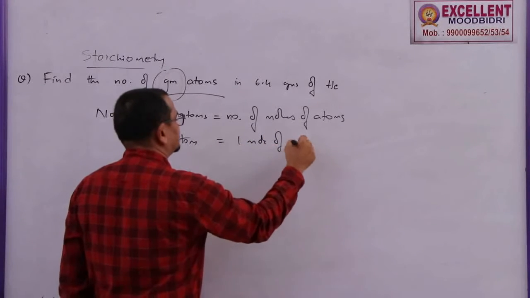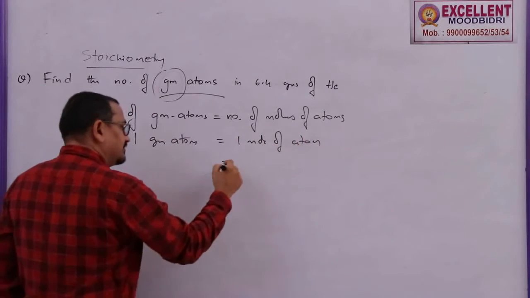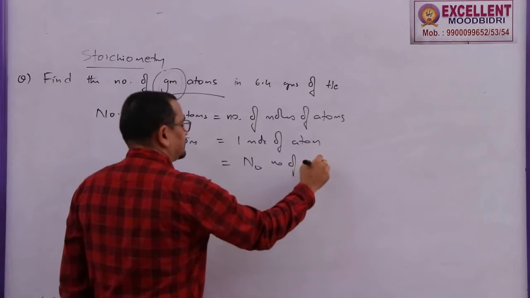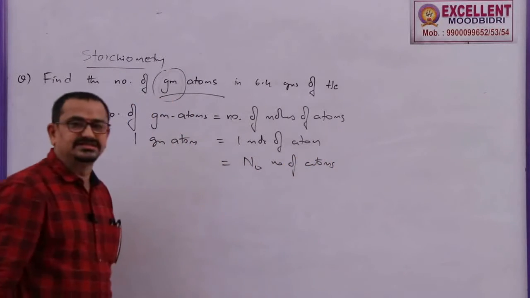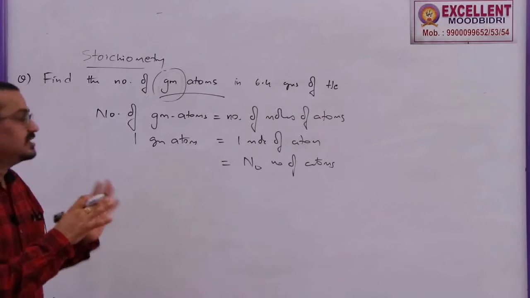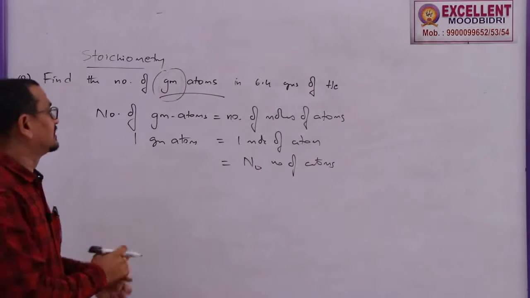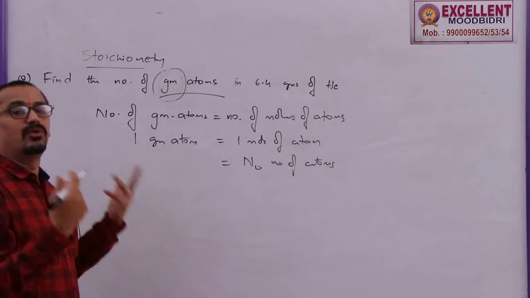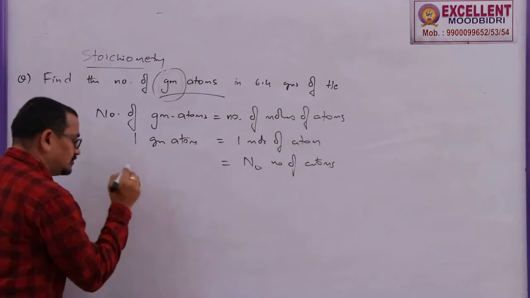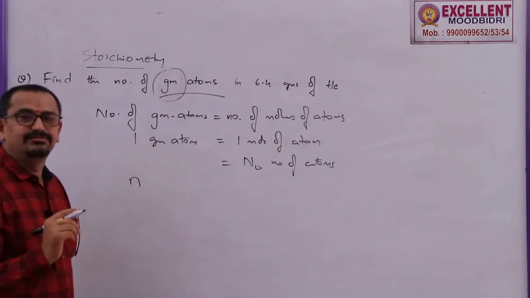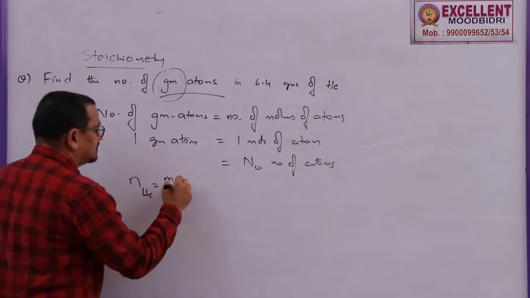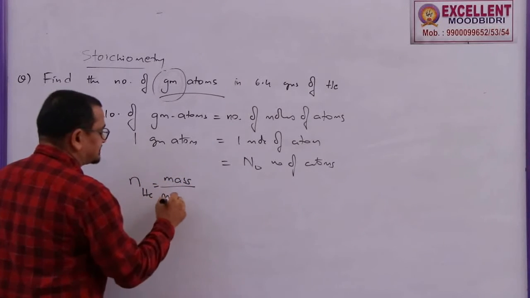1 gram atom is nothing but 1 mole of atoms, which means Avogadro number of atoms. So using this logic, we have to solve this numerical. Now what is asked here? Find out number of gram atoms, means find out number of moles of helium atoms. You know, small n is the symbol for number of moles. Number of moles of helium atoms can be calculated as mass by molar mass.